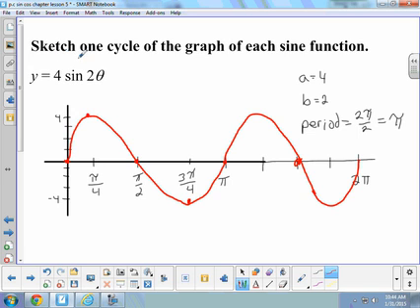Make sure you're always looking at the directions on this one. It says sketch one cycle. Sometimes it'll say sketch it from 0 to 2 pi. You'll really want to pay attention to those directions.